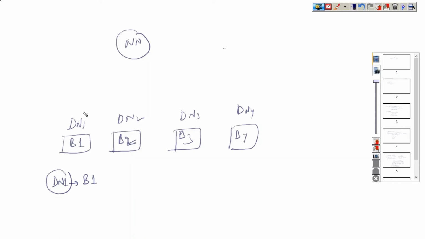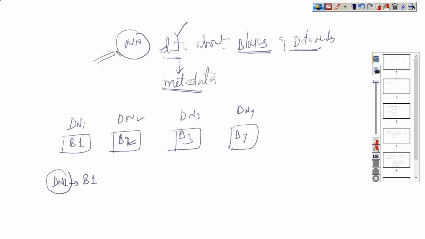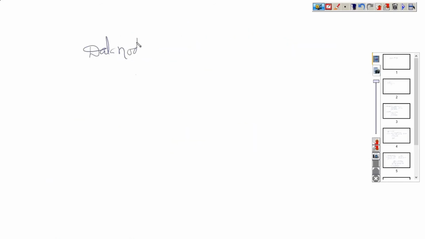So it does not maintain actual data. Instead, it maintains data about data. That is nothing but data about the blocks and data nodes: at which data node these blocks are available. It is data about actual data. Data about data is called metadata. The name node is going to maintain the metadata of all the data nodes and all the blocks present in the cluster. Data nodes maintain actual data.